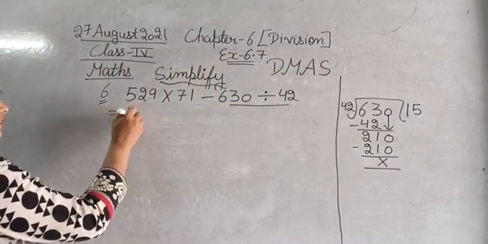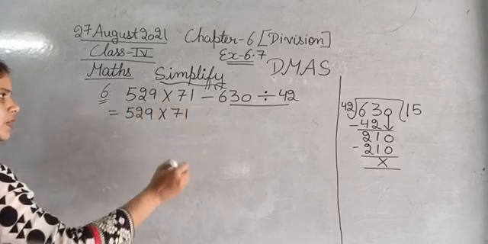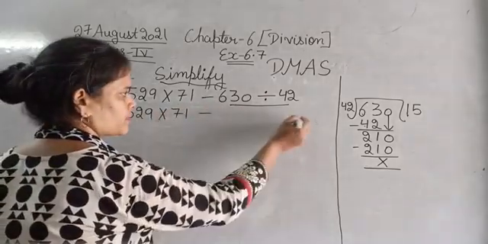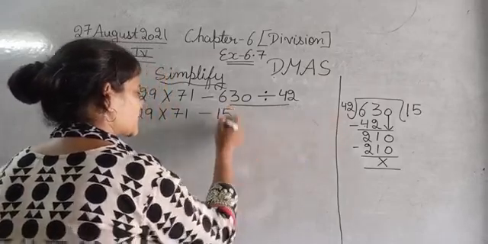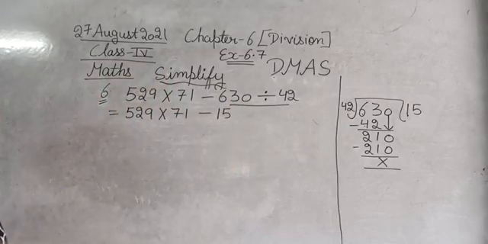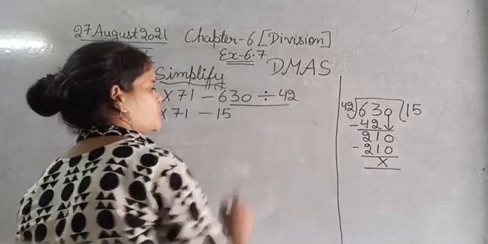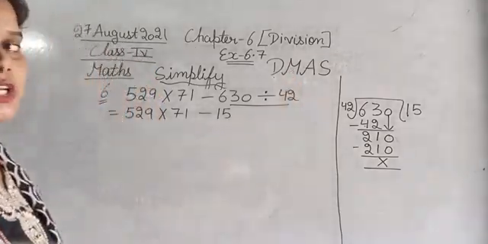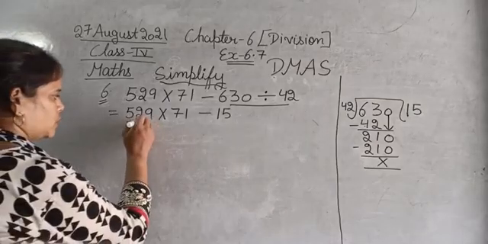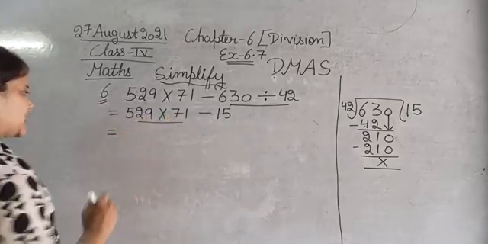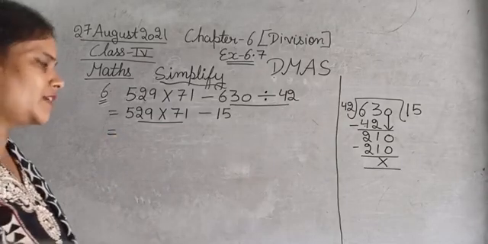So let's write the answer. That is 529 into 71 minus 630 divided by 42. We got 15 minus 50. So this is what we have done in the division. After D we are having M. M stands for multiplication. So now we are going to multiply these two, that is 529 multiply 71.